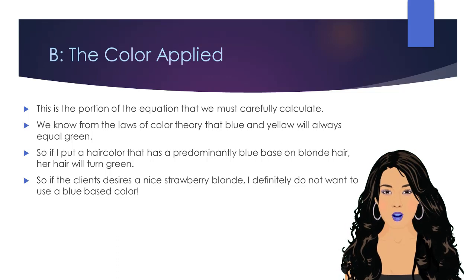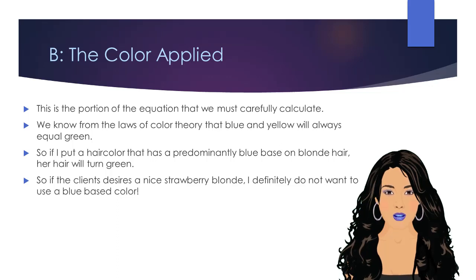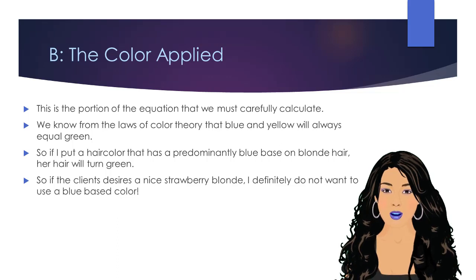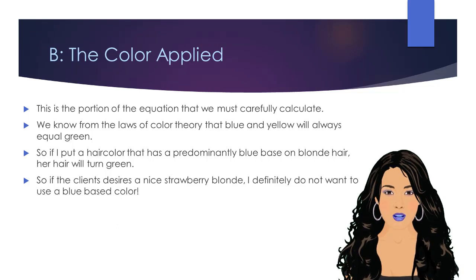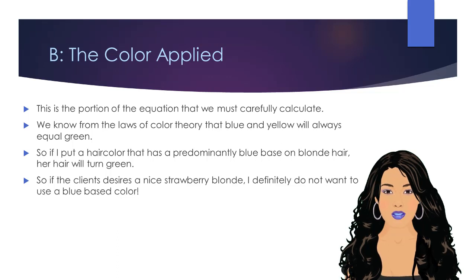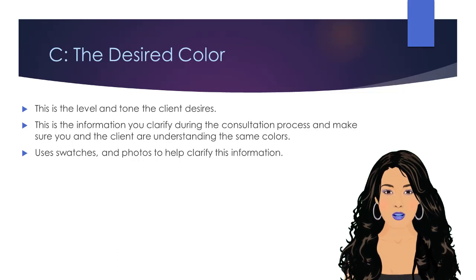We know from the laws of color theory that blue and yellow will always equal green. So if I put a hair color that has a predominantly blue base on blonde hair, her hair will turn green. So if the client desires a nice strawberry blonde, I definitely do not want to use a blue-based color. I would look for a color that would give me the proper red-orange tone that the client is desiring. C will always be the sum of A plus B. It is our intention to ensure that C will always result in the level and tone the client desires.